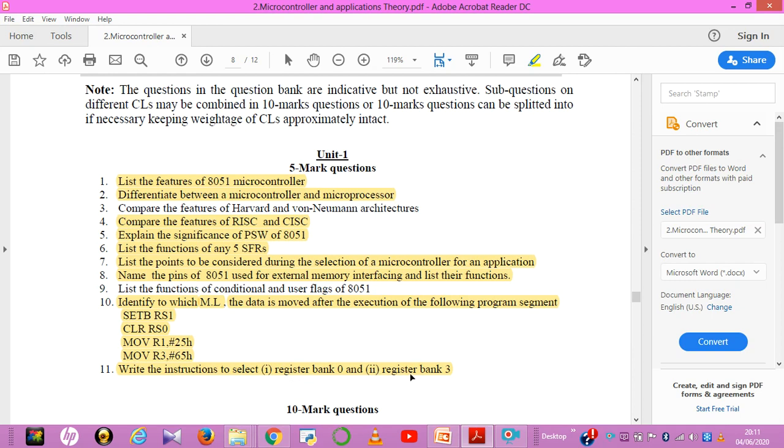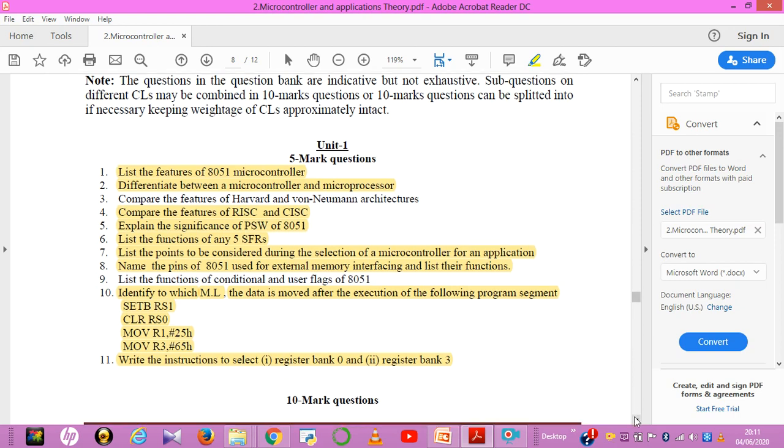For register bank 3, SETB RS1, CLR RS0. Sorry, SETB RS0. You have to set both RS1 and RS0. Both should be 1 1 to select register bank 3. Both should be 0 0 to select register bank 0. You have to write the answer like this.